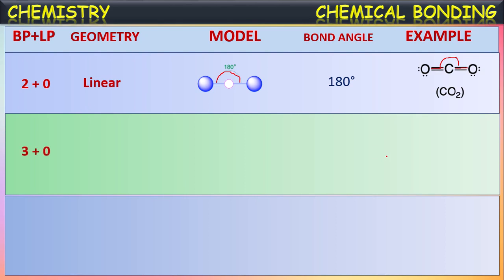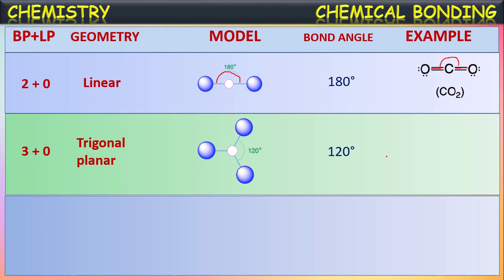Next, let us see molecules with three bond pairs, no lone pairs. If there are three bond pairs on the central atom without any lone pairs, then the geometry of the molecule is expected to be trigonal planar. Trigonal planar geometry. See, the model will be like this. The central atom is in the center and three bond pairs are arranged in space in the same plane in a trigonal planar shape. Then the bond angle will be 120 degrees between any two bonds.